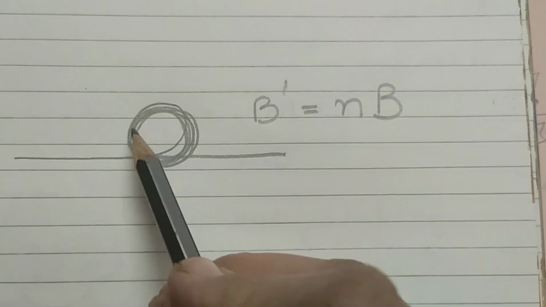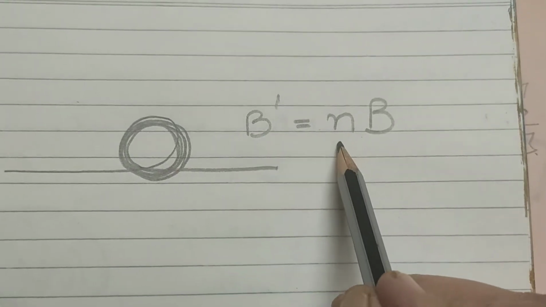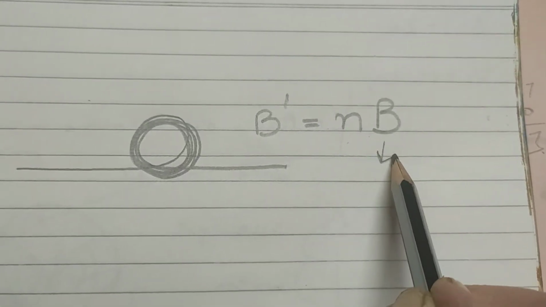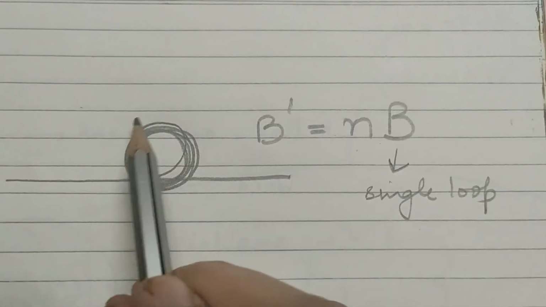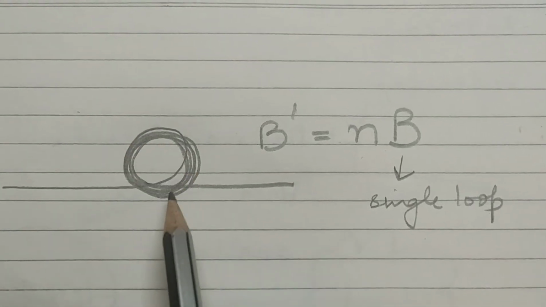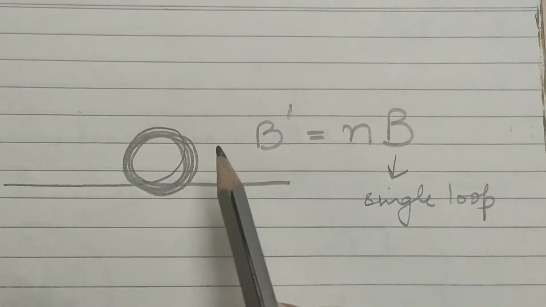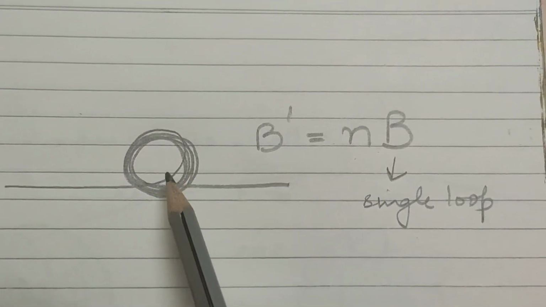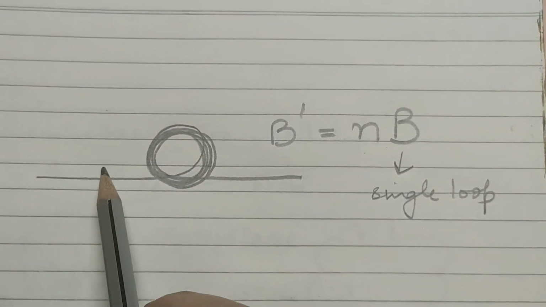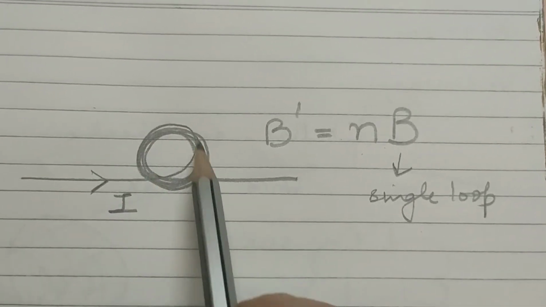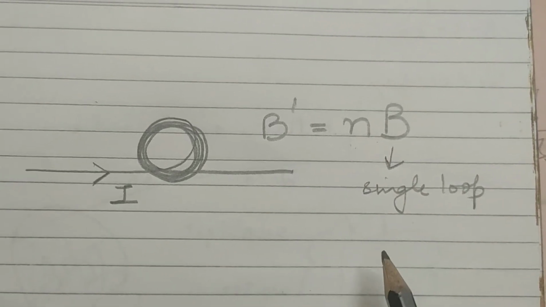If instead of a single loop we have a coil with n turns, the magnetic field will become n times the magnetic field due to a single loop. This is because in each turn the current is in the same direction, and hence the magnetic field due to each turn will simply add up. So if the single loop is producing magnetic field B at the center, B dash, which is the magnetic field due to these n turns, will be n times B. Okay, I repeat, the magnetic field due to a coil with n turns carrying current will be n times stronger as compared to the magnetic field due to a single loop.